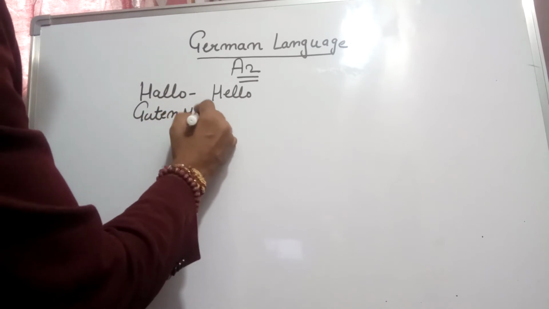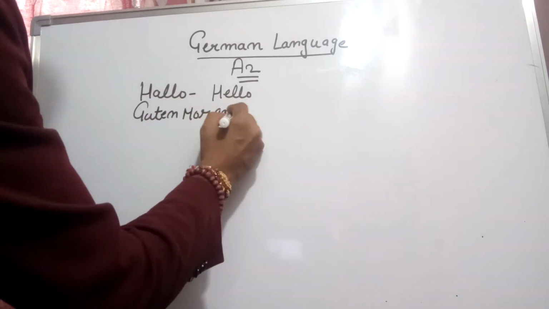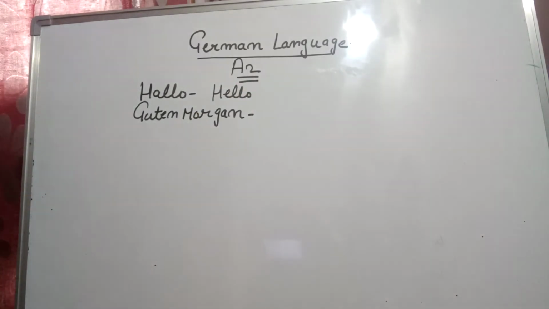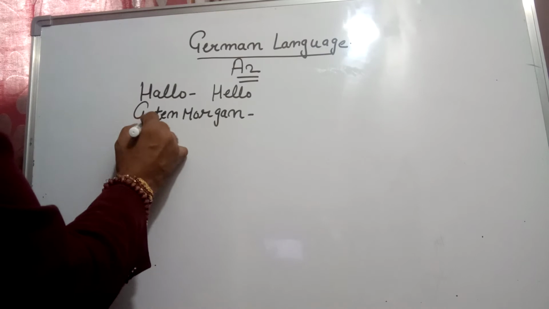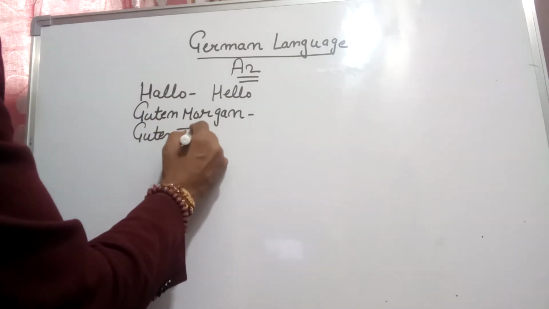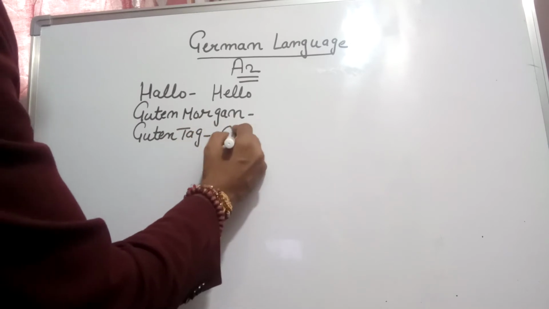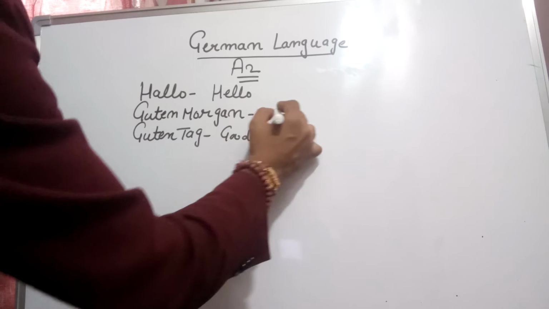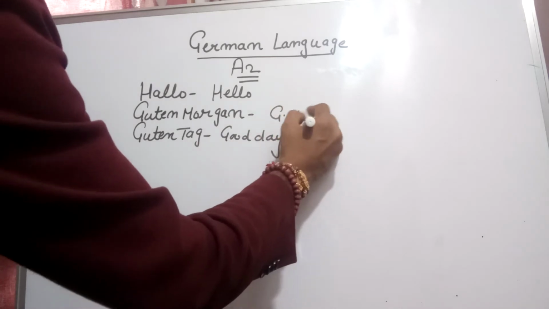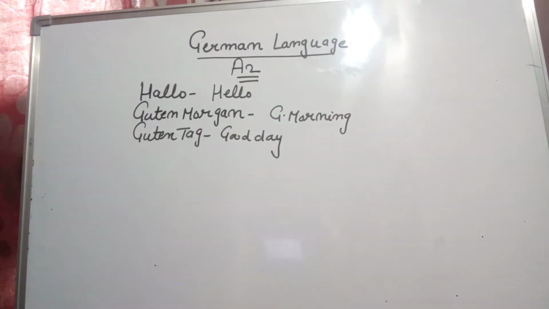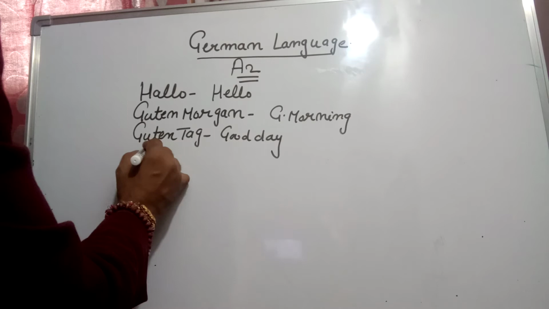So here today we have German language phrases in terms of A2 level. Is that clear to you? Now, for example, speak after me. Hello. Speak after me. Hello. Hello means hello. I will repeat two times and you have to repeat after me.